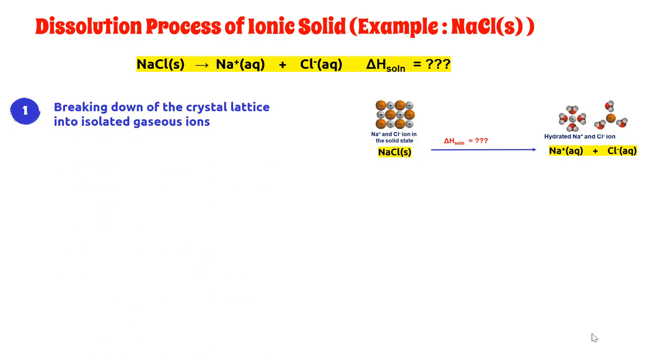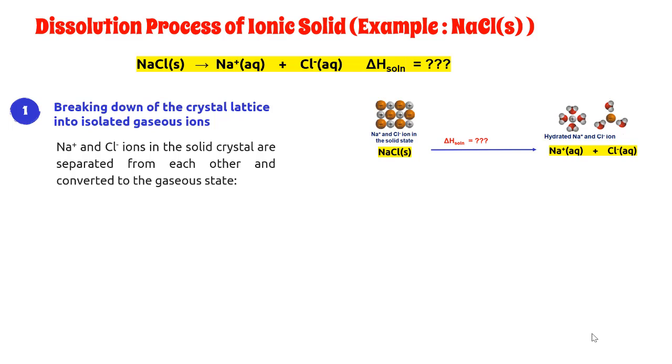breaking down of the crystal lattice into isolated gaseous ions. Sodium ions and chloride ions in the solid crystal are separated from each other and converted to gaseous state. Energy must be absorbed for this process to occur.